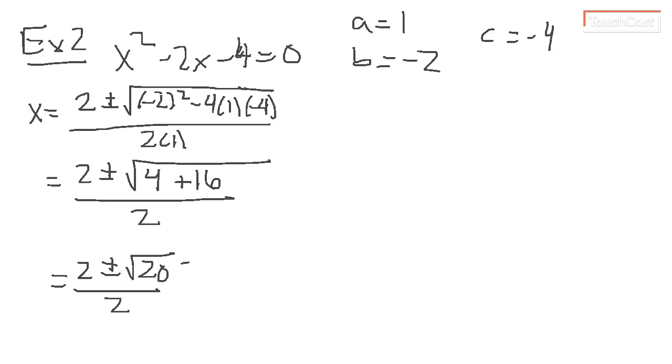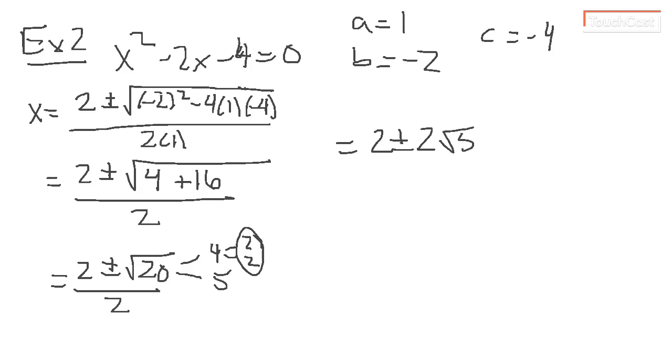So I know 20 is 4 times 5, and 4 is 2 times 2. So with square roots, we look for groupings of 2. We've got 2 2's, so we can pull a 2 out. So this is going to equal 2 plus or minus 2 square root 5, over 2.